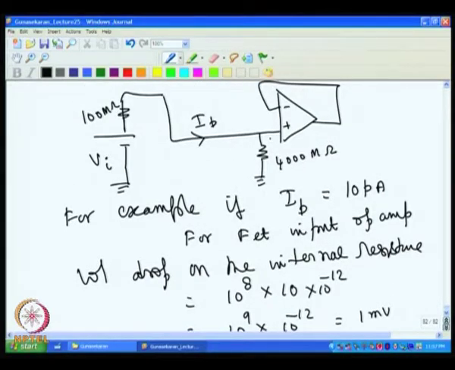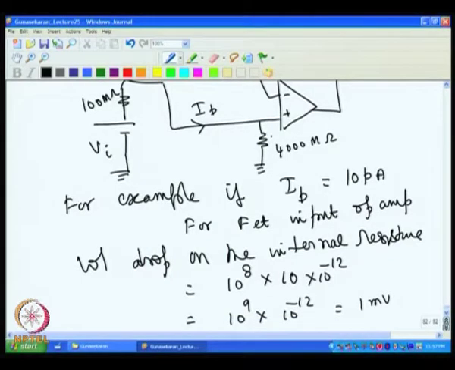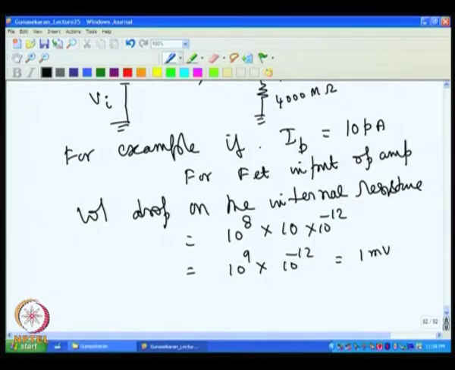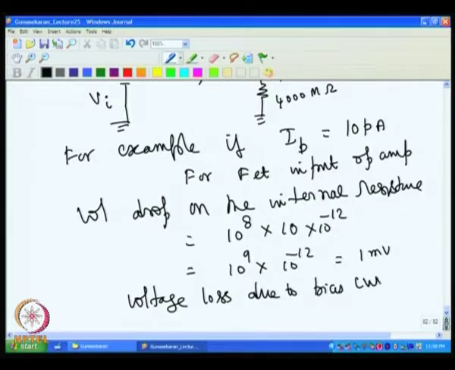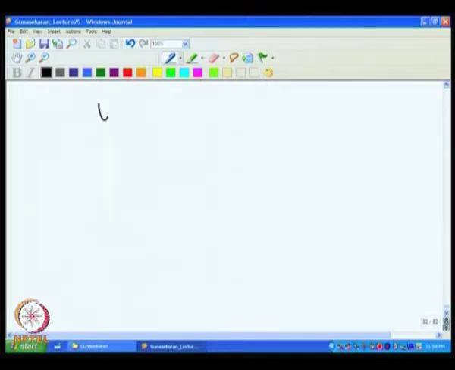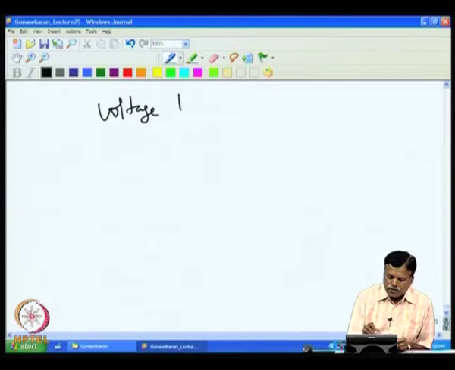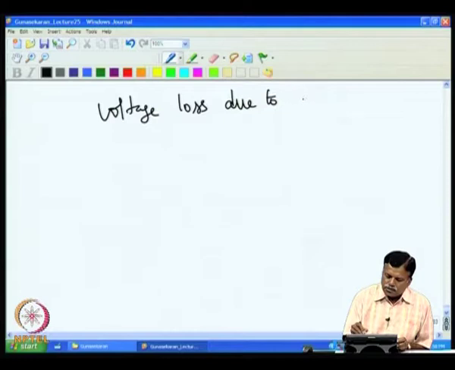Then in addition to this, there will be a loss of voltage due to the sharing with the input resistance, which is 4000 megohm. So, we can write voltage loss due to bias current is equal to 1 millivolt. Now, we will find out the voltage loss due to the input resistance of the op amp.